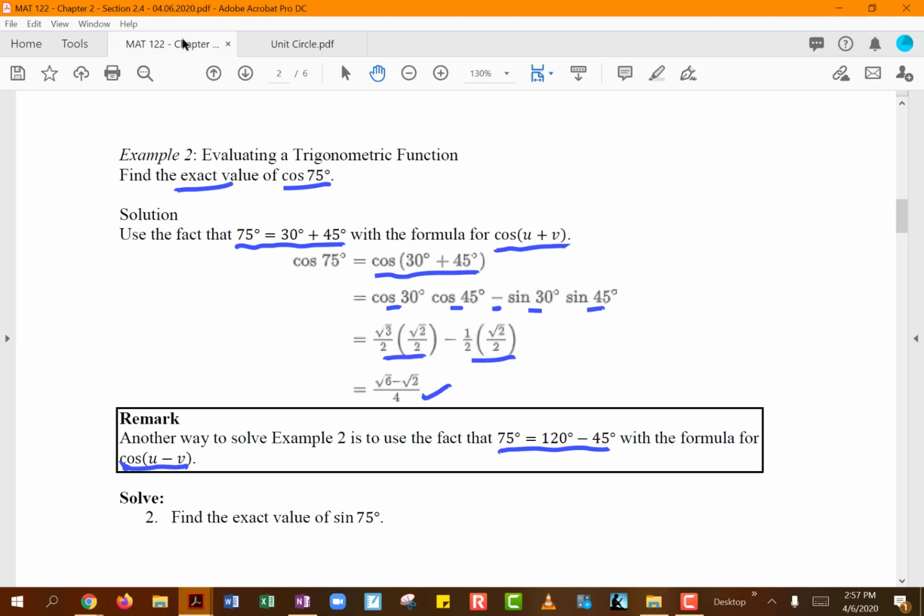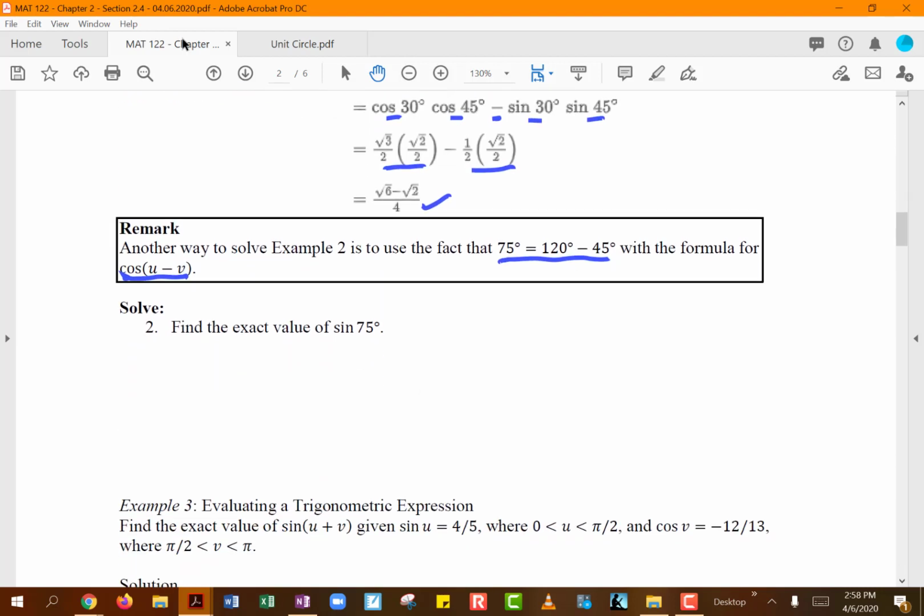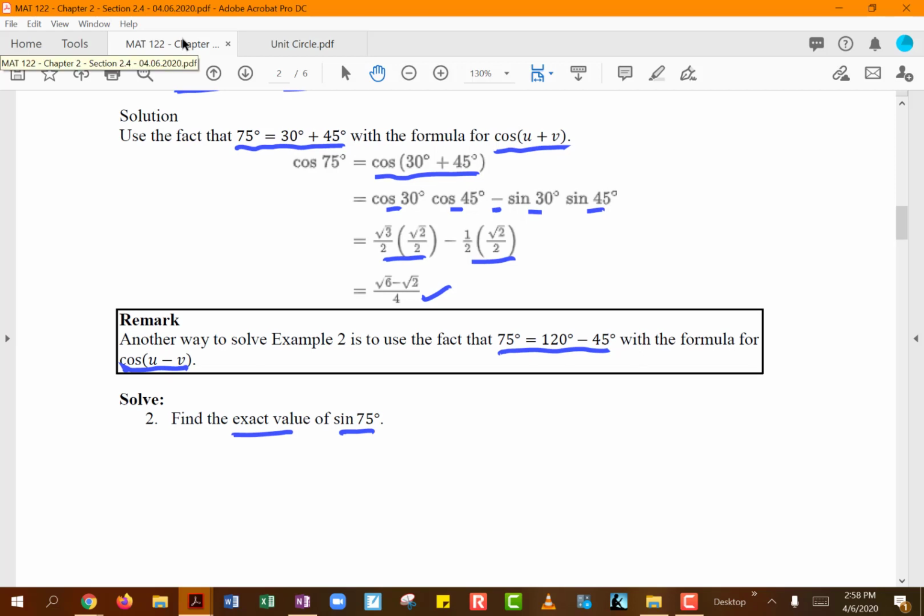If you just wanted to do extra practice, you can try rewriting that 75 degrees as 120 minus 45 and see if you get the same result. Okay, so how about we look at example or problem number 2 for us, where they're asking us to find the exact value of, again, sine of 75.